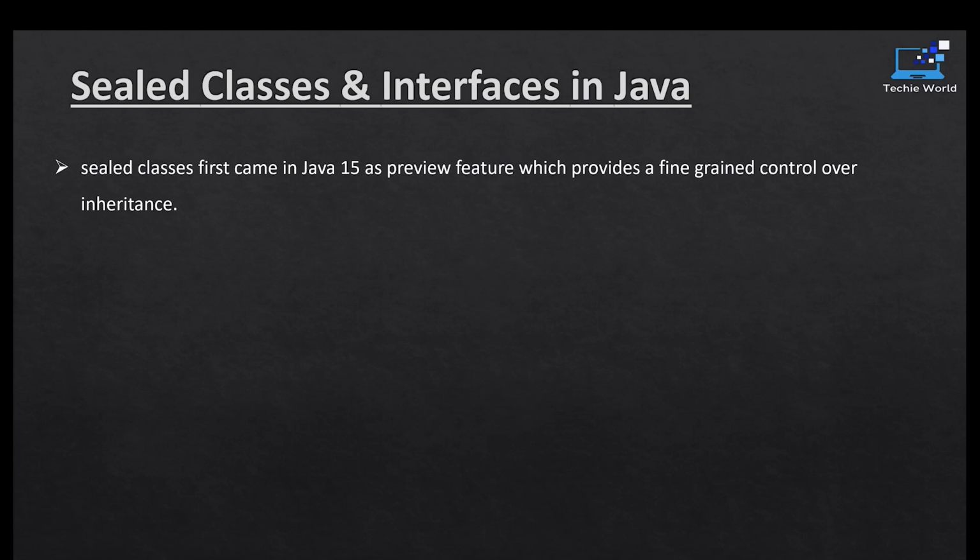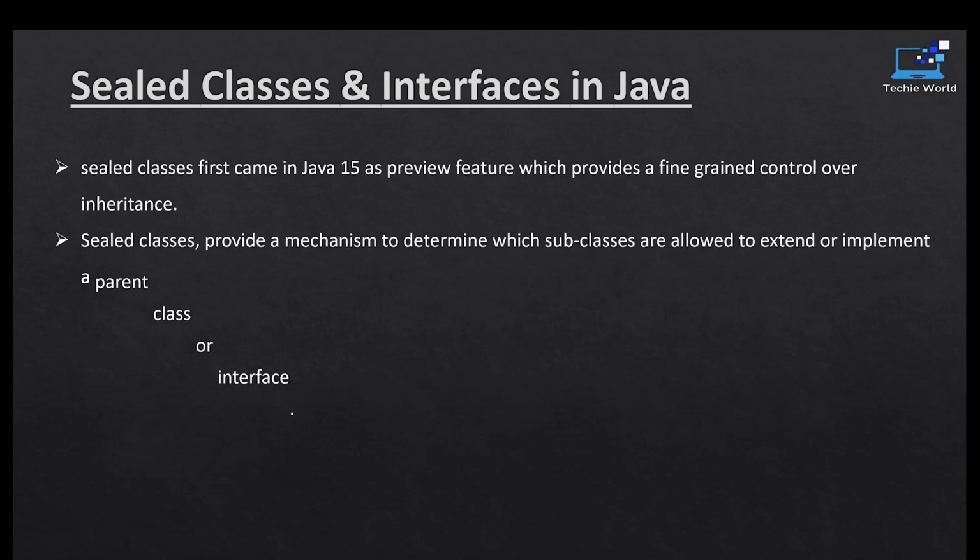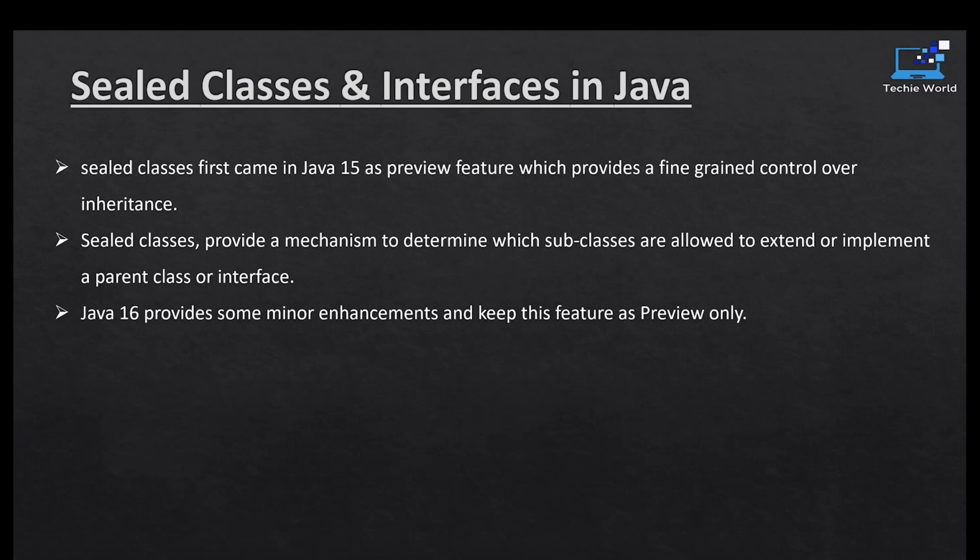The second point about sealed classes is that they provide a mechanism to determine which subclasses are allowed to extend or implement a parent class or interface. That's what I just explained: sealed classes provide a mechanism to determine which subclasses or subinterfaces are allowed to extend or implement from a parent class or interface. The third point is that Java 16 provides some minor enhancements and keeps this feature as a preview only. There are a few points you need to remember about sealed classes and interfaces in Java.